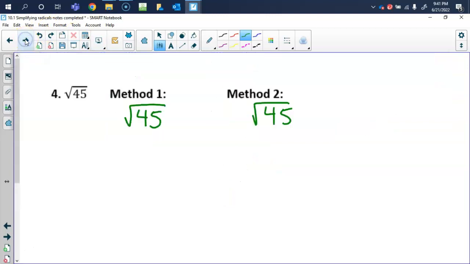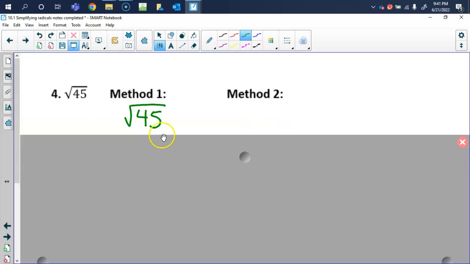So, next problem, 45. If I were going to do 45, both methods, doesn't matter which method you use, but try and do both of them here in the notes. Give those a try, and then pause the video and then come back. All right, let's see what we've got.